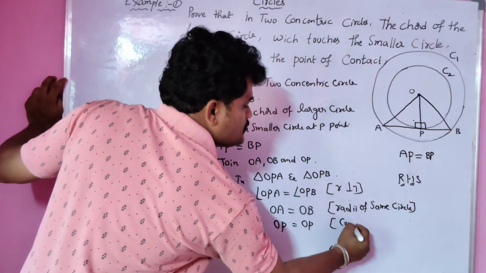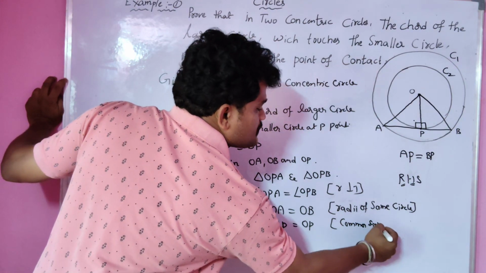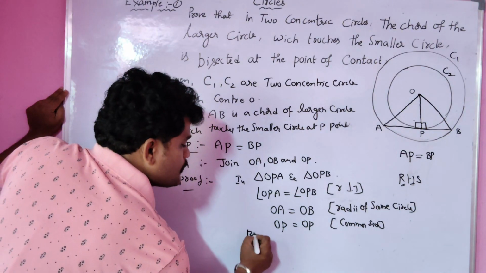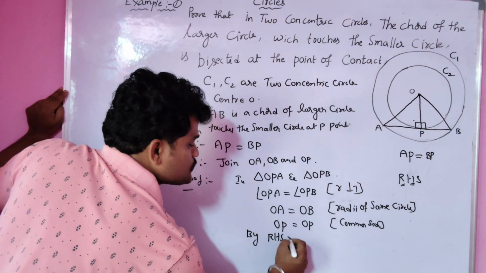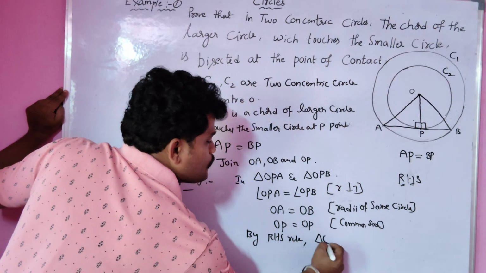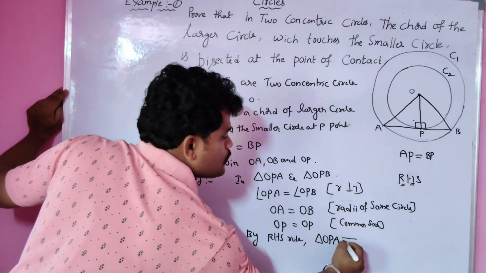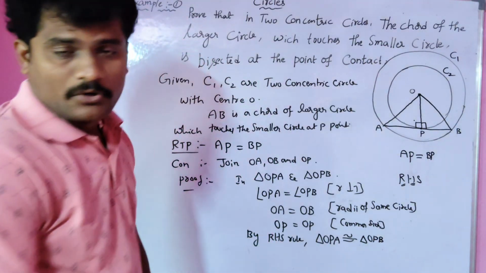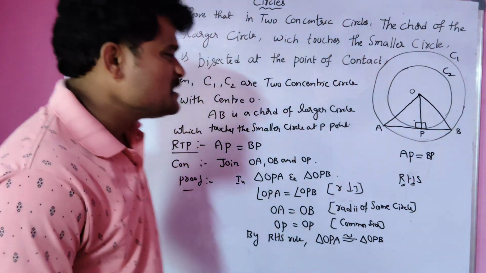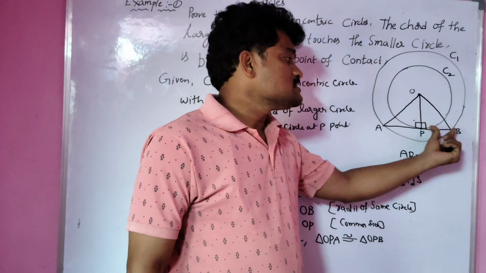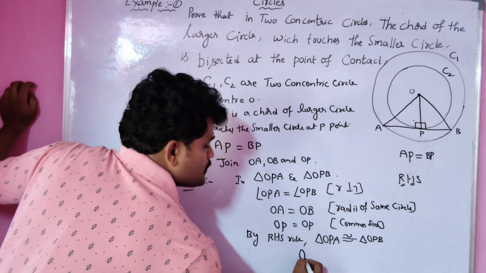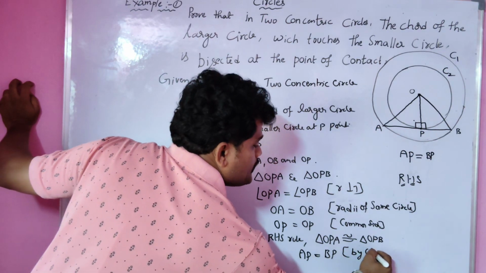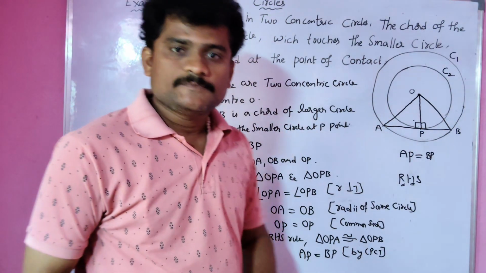This is the common side. So by RHS, right angle, hypotenuse, and one of the sides, by the RHS rule, we can write triangle OPA is congruent to triangle OPB. We can write both the triangles are congruent. If both triangles are congruent, by CPCT we can write AP is equal to BP. Right?